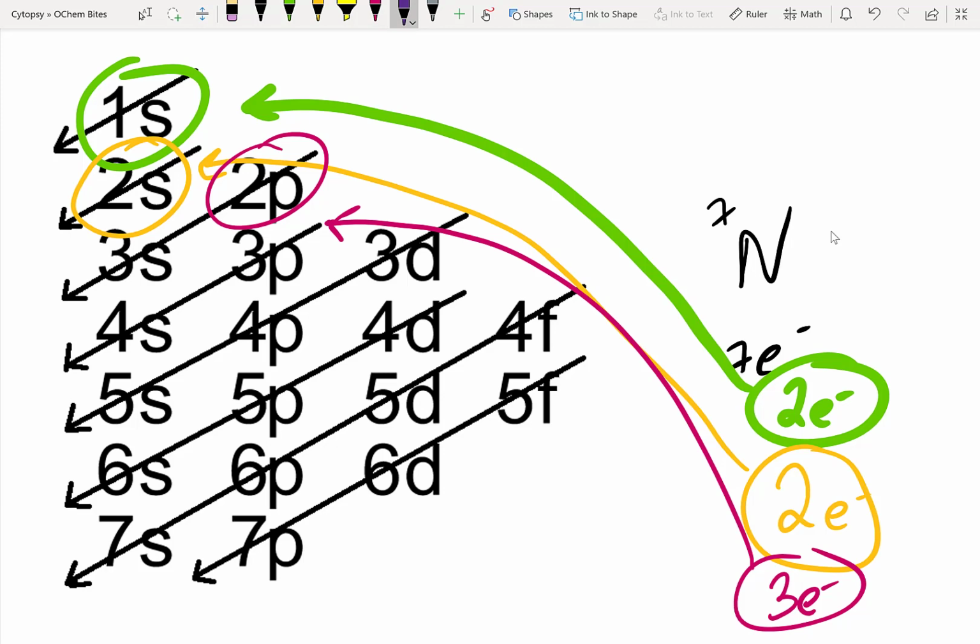What does this all mean? This means the electron configuration for nitrogen is 1s2, 2s2, 2p3. And these numbers, the 2 electrons come from the green, these 2 electrons come from the orange, and these 3 electrons come from the red in this diagram.